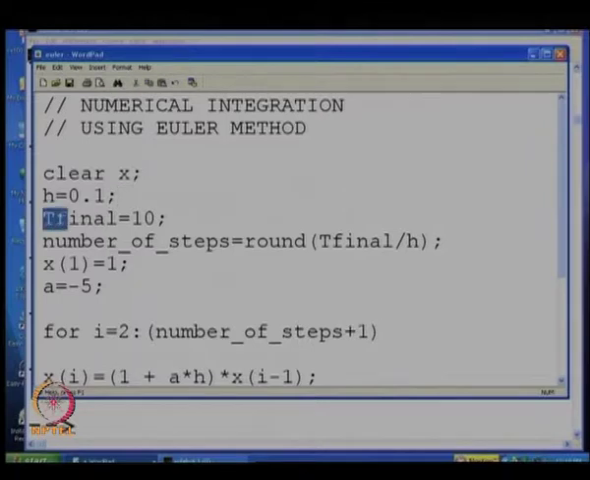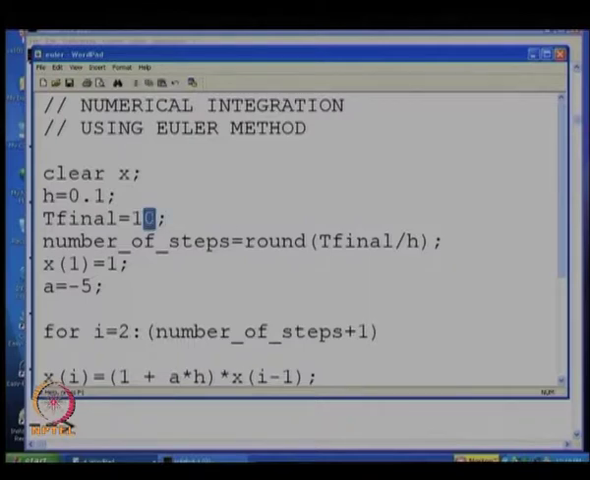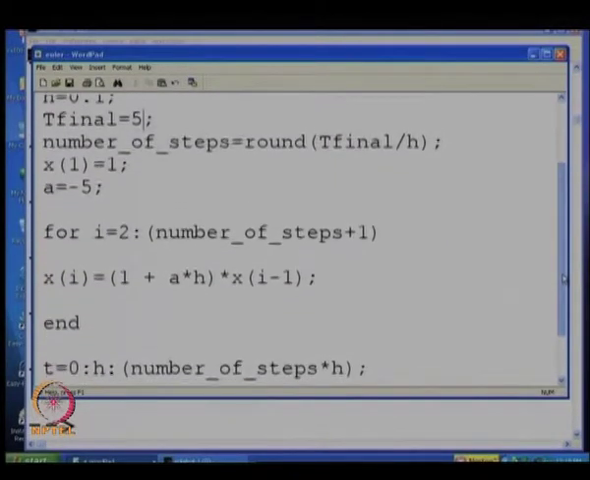Let us simulate this system for, say, 10 seconds. Actually, need not simulate it for 10 seconds. Let us do one thing. Let us simulate it for 5 seconds. So, the number of steps to simulate from 0 to 5 would be given by this formula. So, you have got t final is 5, h is 0.1. So, the number of steps you will get by rounding off t final by h. That is of course an integer, so that is why we have to round it off.